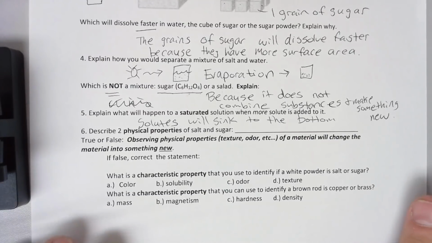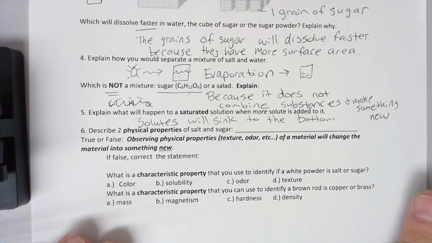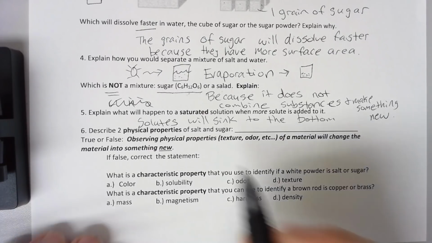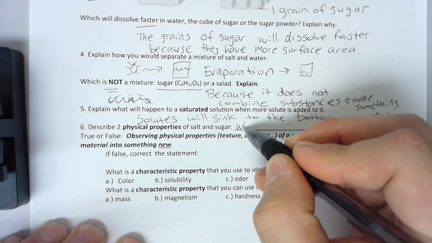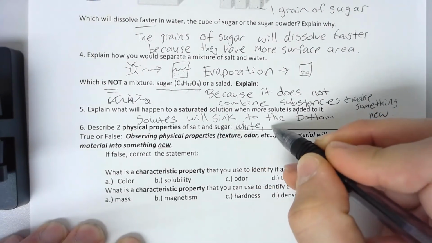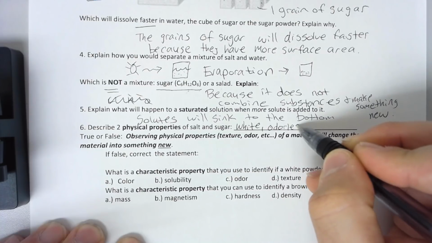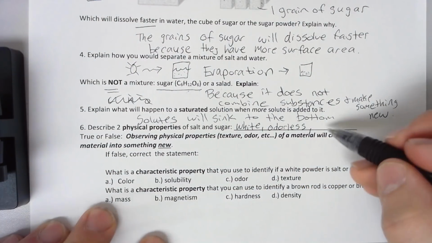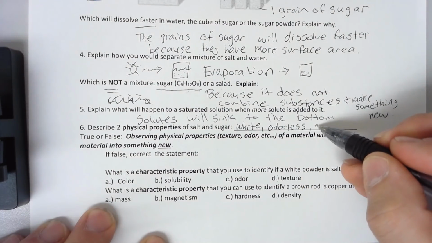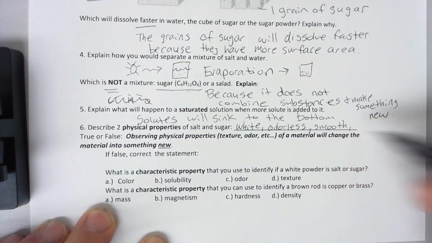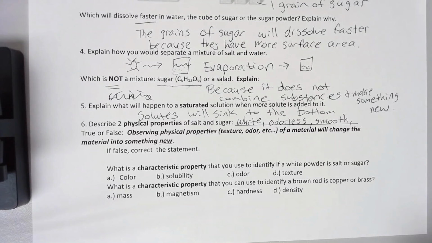Describe two physical properties of salt and sugar. Remember, our physical properties are things we can see with our eyes. So color, texture, things you can touch, like texture and hardness, magnetism, all right? So salt and sugar, you can say they're both white. You can say they're odorless. I don't think they have an odor. You can say, I would say they're smooth. Okay, well it says 2, so we don't need to put more than 2. Okay, but those are our physical properties.